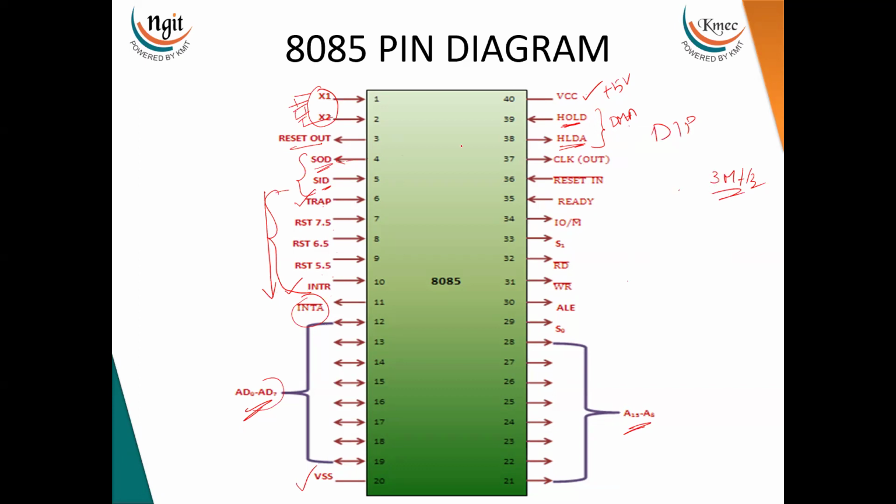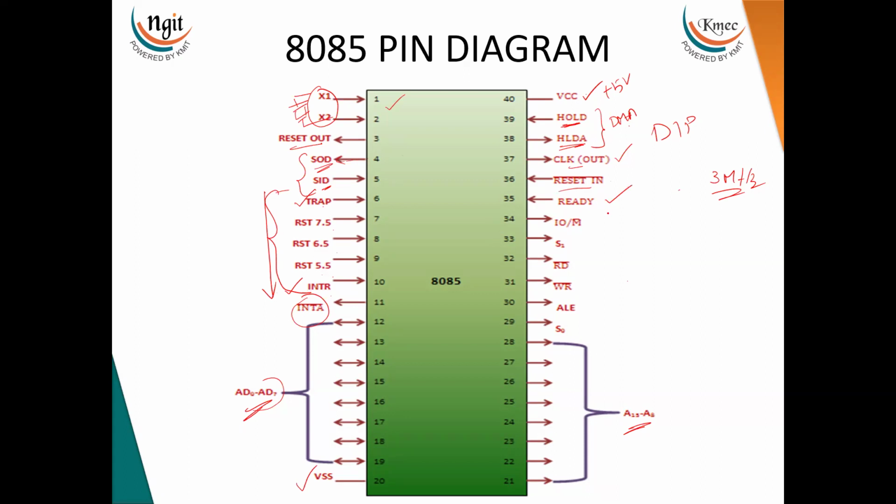Now coming to the clock out. After generating the clock, this clock is applied to all the blocks of the 8085. For that, this clock out pin is used. Now resetting. By applying a signal on this pin, we can reset the microprocessor. We can make the 8085 reset.